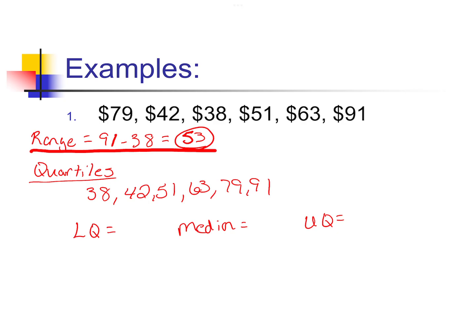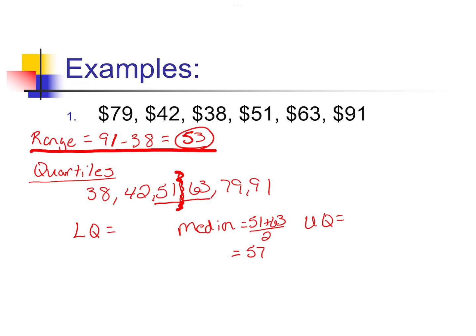So to find our median, remember, we're going to take the middle 2 values right here. So our median is 51 plus 63 divided by 2. So our median is 57. That's where we break our data in half to find the median of our upper and lower quartile. So we're going to break this in half right here at 57.